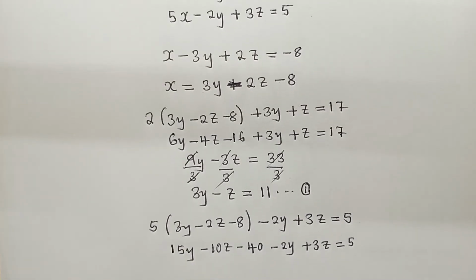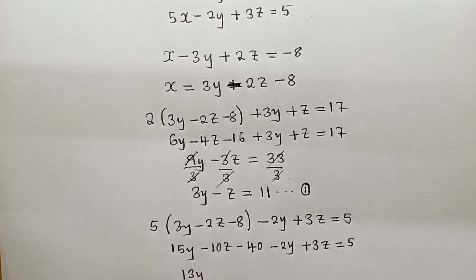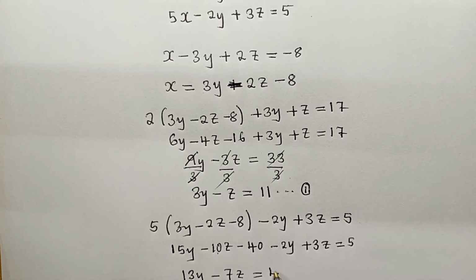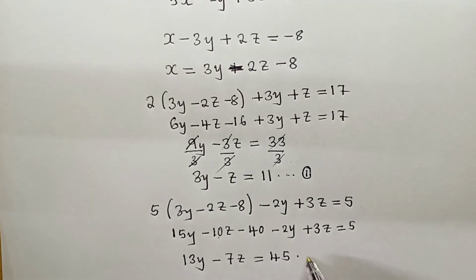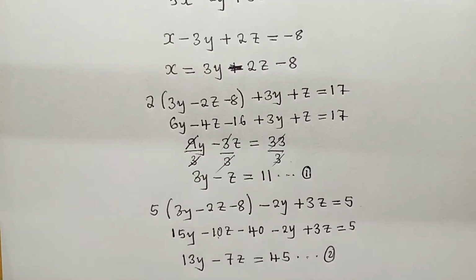Okay. So after doing this, we group the like terms. This and this will give us 13y. Okay. This and this will give us negative 7z is equal to 45, because negative 40 and 5 will give us 45. So we shall call this our equation 2.